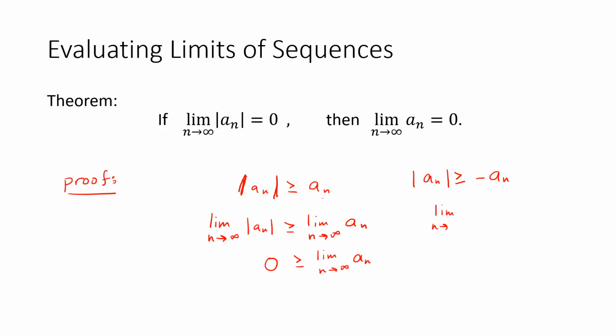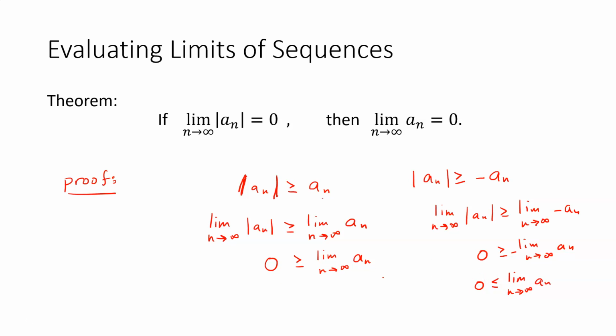So here, again, taking the limit as n goes to infinity of either side here, you get 0 is less than or equal to the limit as n goes to infinity of negative an, but here with the minus sign, I can pull that out. And so dividing out the minus sign, we actually get here that 0 is less than or equal to the limit as n goes to infinity of an.